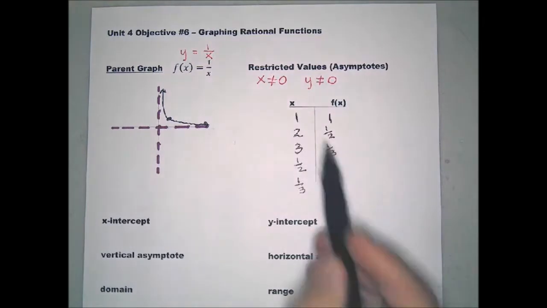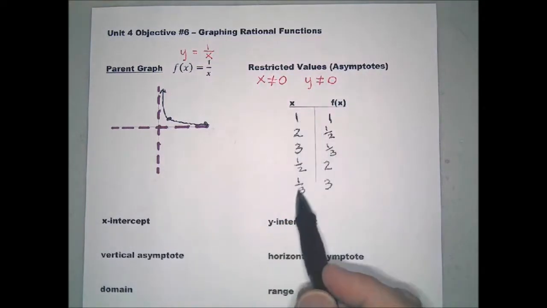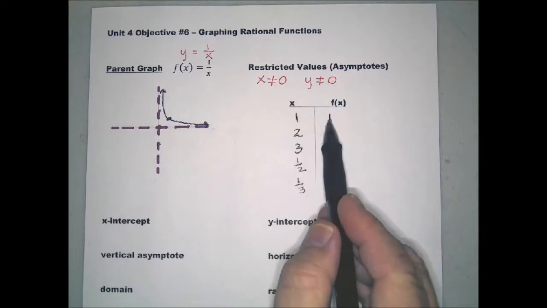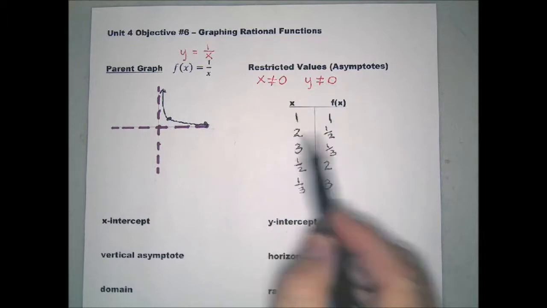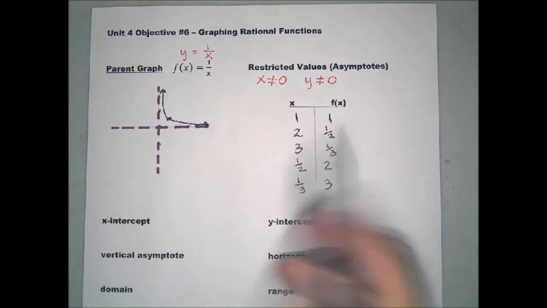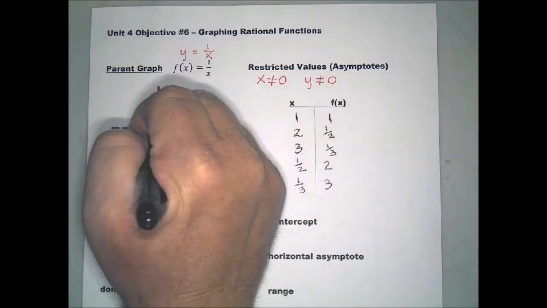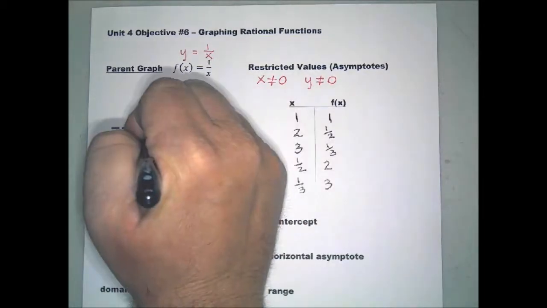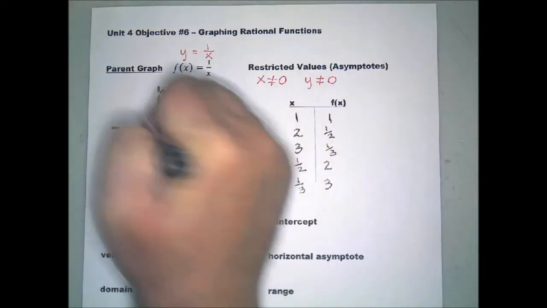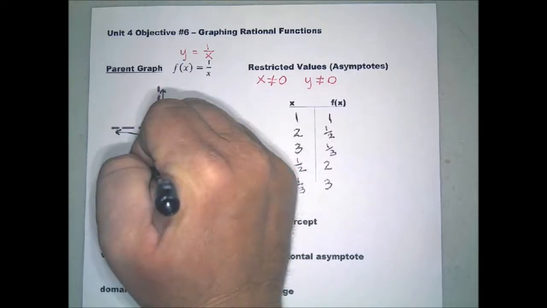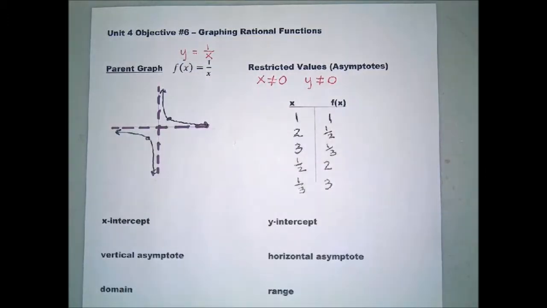Now, I could use negative values of x too. When x is -1, y is -1. When x is -2, y is -1/2. So the exact same thing happens down here, and the graph does this. So that's the parent graph of f of x equals 1 over x.